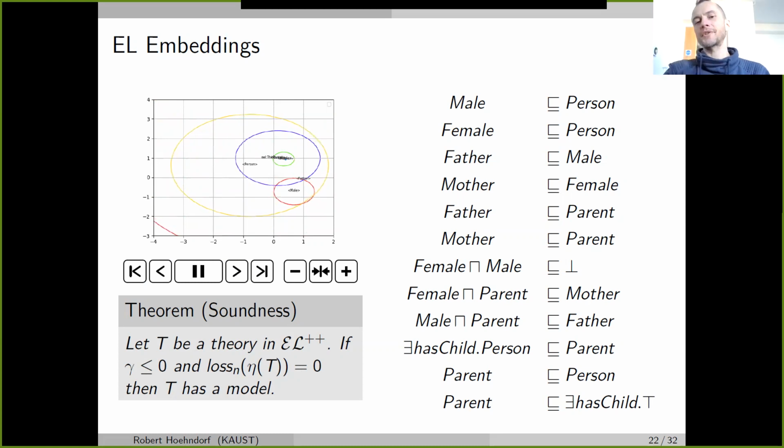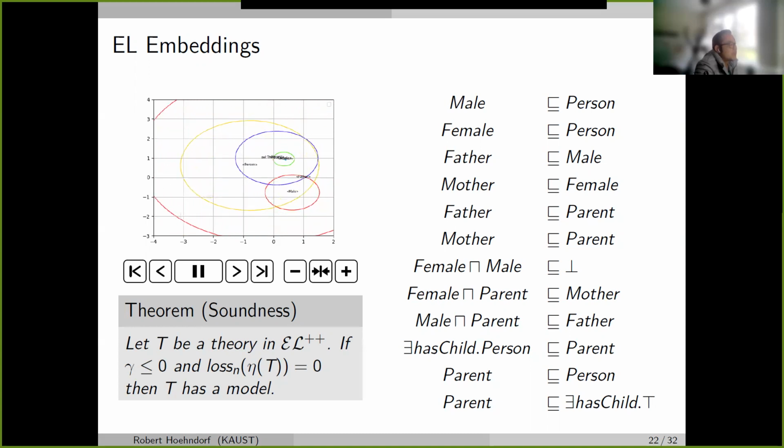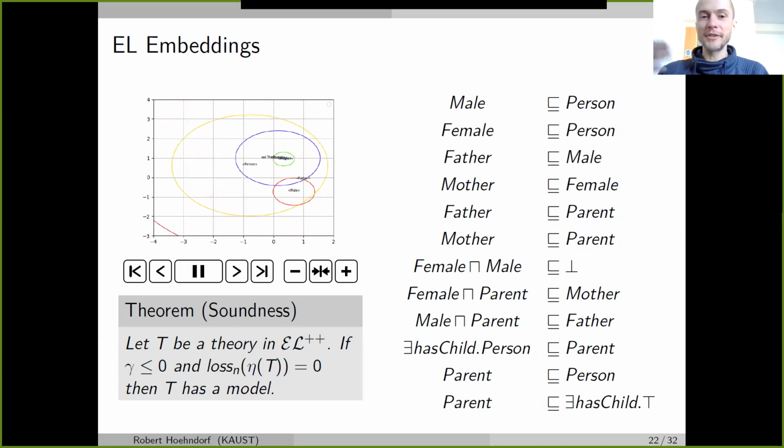This is 1,000 iterations of gradient descent based optimization. After every 10 iterations, we output this and just visualize it in a 2D space. So it's just a way for us to see what is happening.